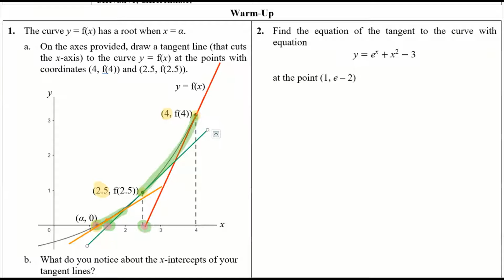Now, moving on to question 2, we're asked to find the equation of a tangent to the curve with the equation given. So it's one of these transcendental equations. We've got an e to the x term, we've got an x squared term. So it's a combination of transcendental and polynomial. You would not be able to solve this algebraically. So this is one of the examples we're going to be looking at probably today.